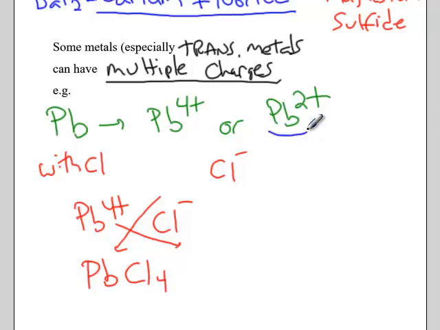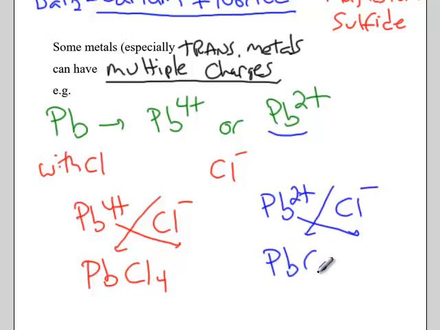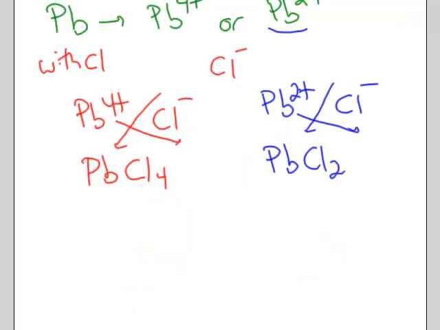However, if we use the positive 2 version and do the crisscross, we'll end up with 1 lead and 2 chlorines. The red and the blue are different chemicals, so they must have a different name. We have to be able to tell from the name whether we're talking about PbCl4 or PbCl2. So the extra thing you have to put in the name is the Roman numeral, which is the charge of the cation. When the cation has more than one possibility, you must give that in the name.